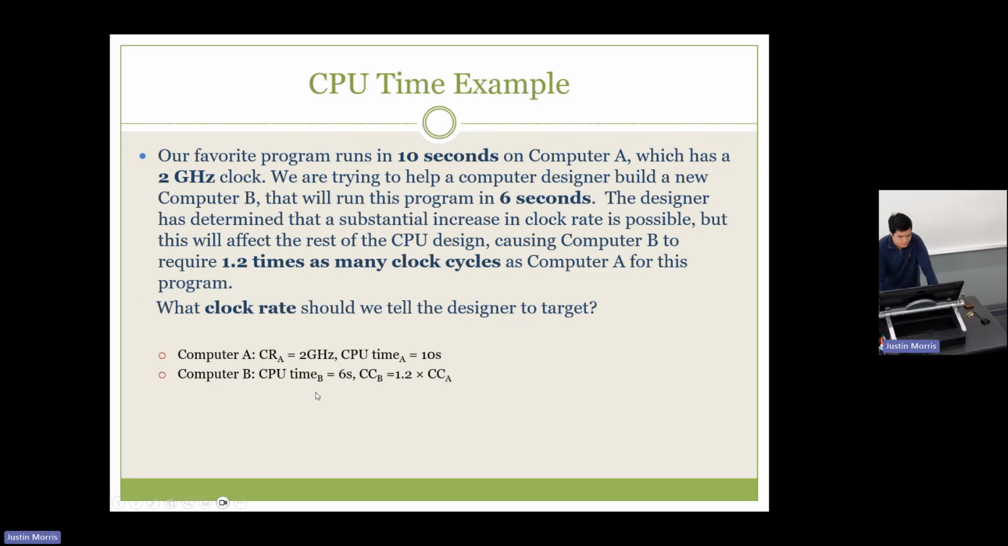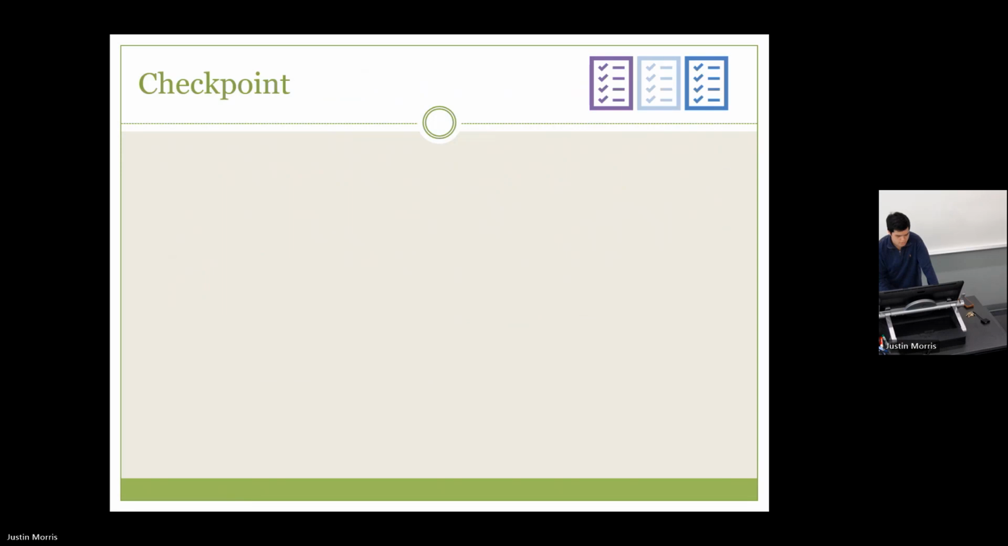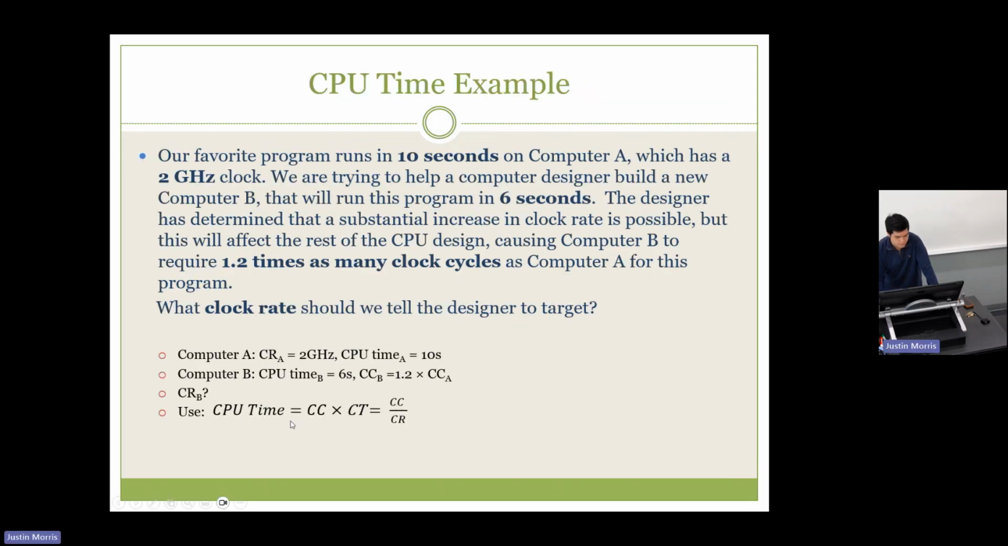And here's the other information we have. We know that the CPU time that we want to accomplish is 6 seconds. And then the clock cycles for computer B is 1.2 times the clock cycles of computer A. So we're going to first use this information to solve for clock cycles A. And here's your hint: use this equation that we just went over. We talked about how to get started, and then you can finish with the same equation for computer B.